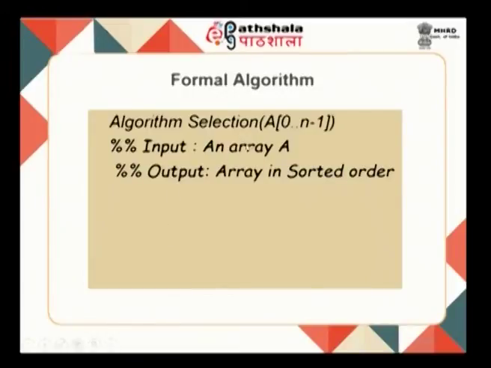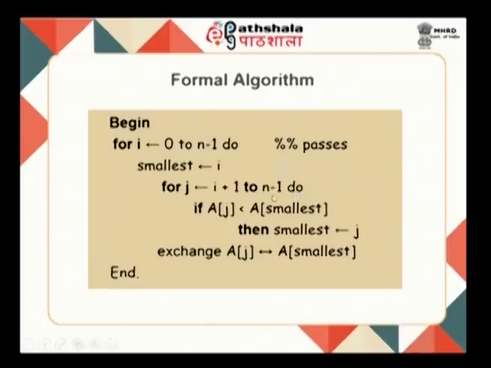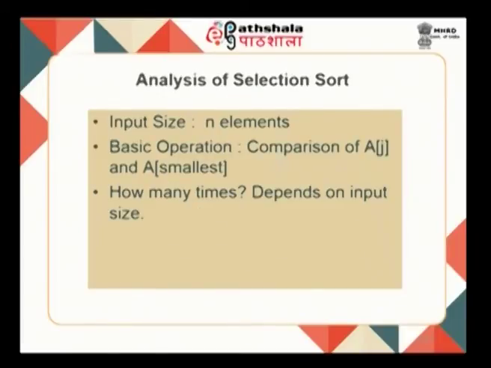Fine, we can conceptualize everything into a formal algorithm. This is the algorithm name, this is a list, and the output we have to generate is in sorted order. I start a loop for the passes. I take the index i as the smallest one, then start the inner loop. I keep on finding the smallest one, and it is exchanged with a of j. As in the numerical example, we keep on swapping till we get an array in sorted order.